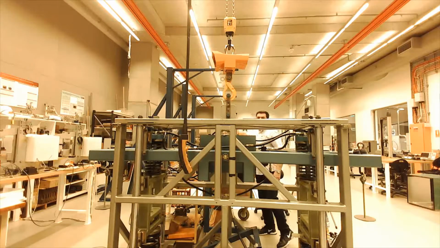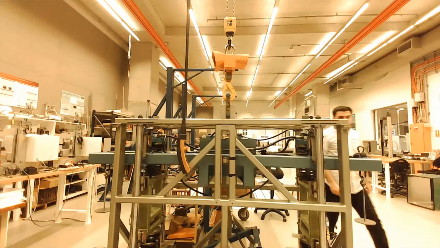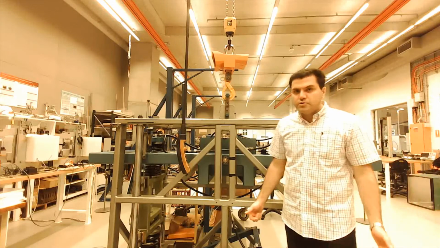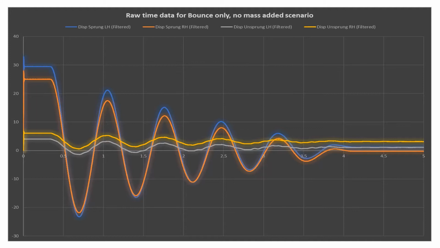So I'll just release the crane. So this is bounce mode only. Okay, what you can see here is the raw time data for bounce mode only.